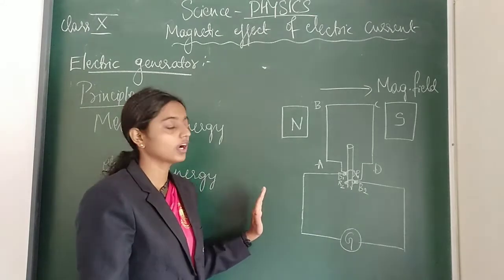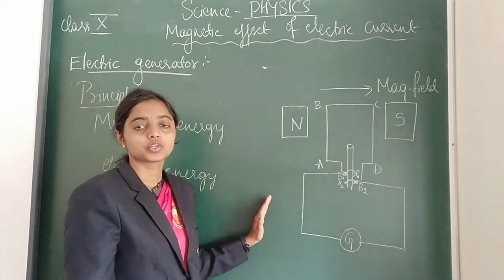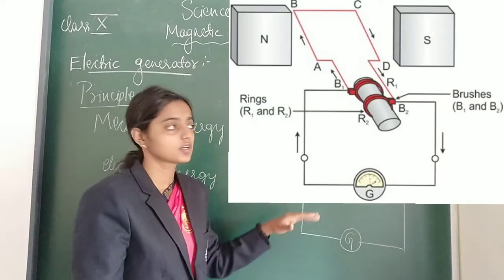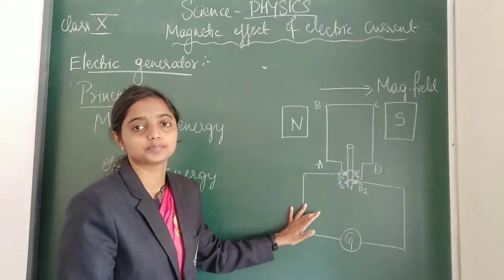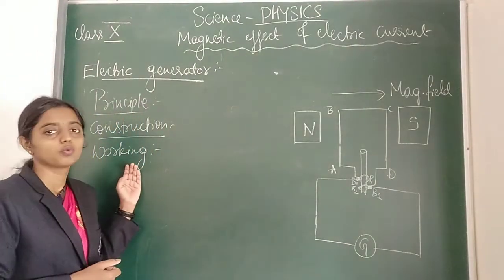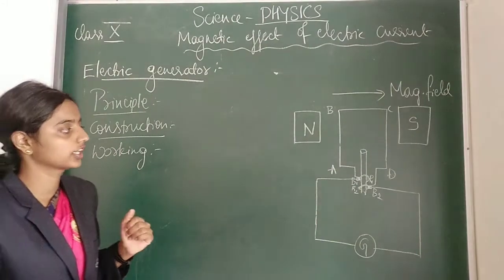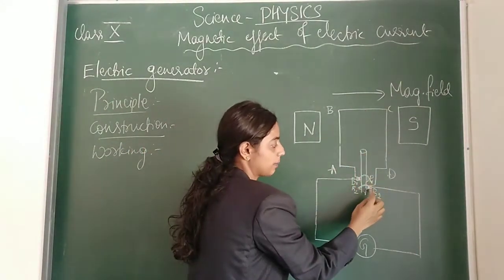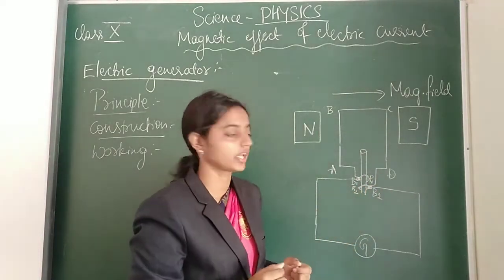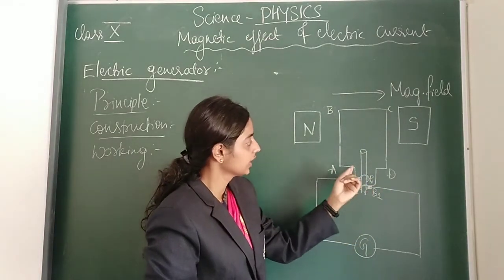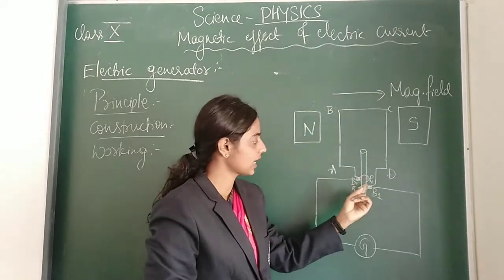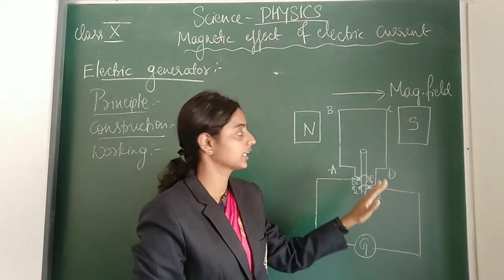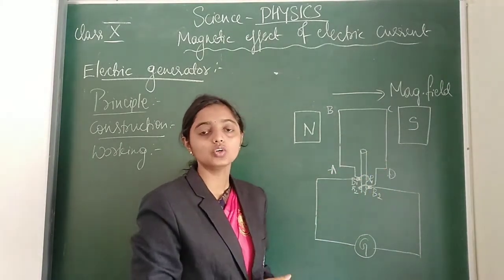Now let us see what happens in the construction part. In the construction part it is important because we are going to learn two more new terms under this electric generator. Students, when it comes to the working part of the electric generator, it is also as usual. If this is our coil ABCD, what happens when the axle starts to rotate? The coil is connected to this axle with the help of rings. So when this axle is mechanically started to rotate, the coil will also start to rotate.